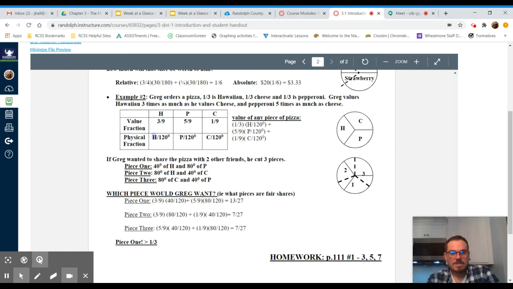The value of any piece of pizza, we know that we're going to have a third for Hawaiian. Why a third? Because 3/9 reduces to a third. Times the physical fraction, plus the pepperoni times the physical fraction, plus the cheese times the physical fraction. That's the value of any piece of pizza that we have.